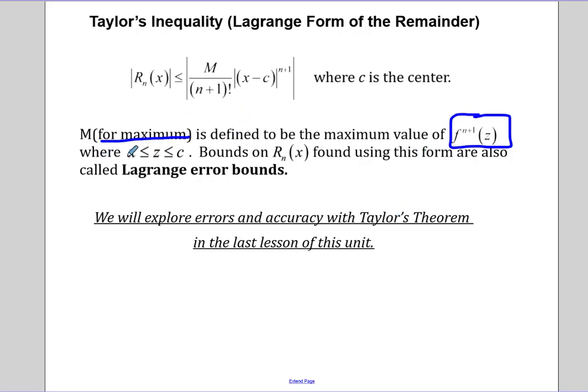And our number z is going to be between x and c, and the bounds on the remainder found using that form are also called the Lagrange error bounds. We'll explore errors and accuracy with Taylor's theorem in the very last lesson from this unit.